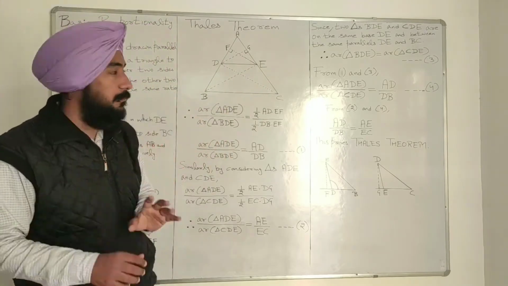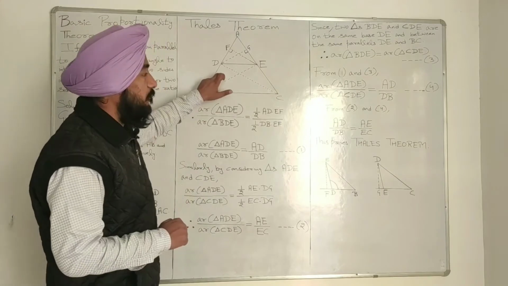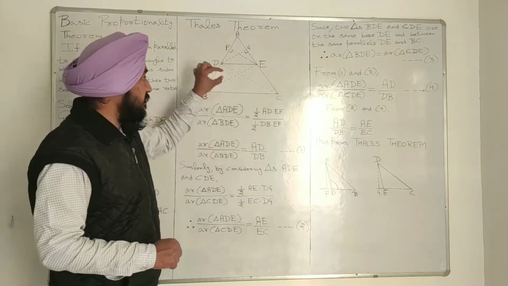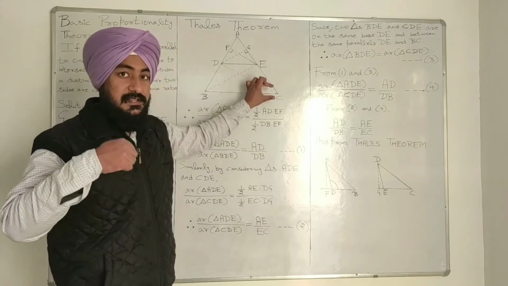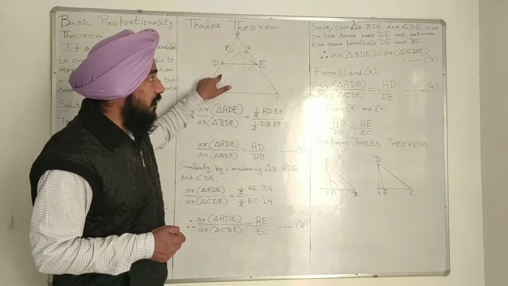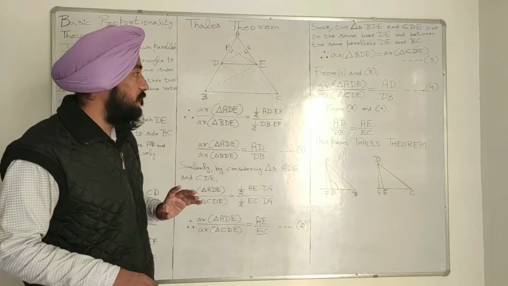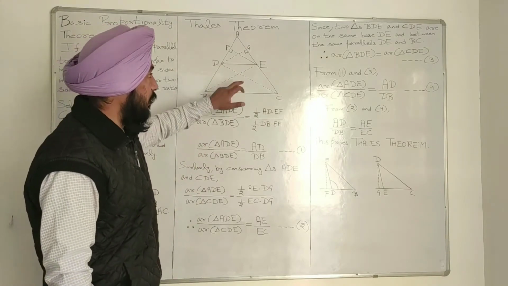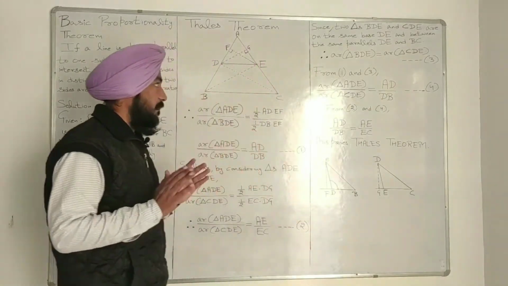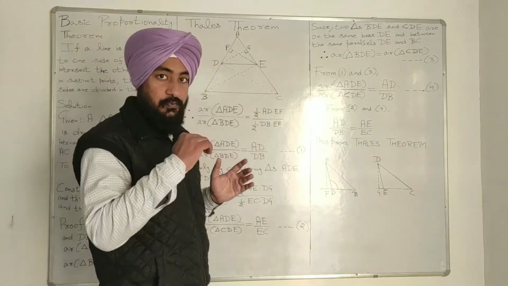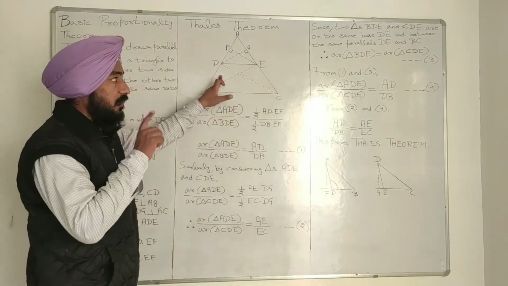I'm repeating again. Since triangles BDE and CDE are on the same base DE and between the same parallels DE and BC, therefore area of triangle BDE is equal to area of triangle CDE. Name this as equation number 3. So students, please see here, I have proven that area of triangle BDE is equal to area of triangle CDE in equation number 3.